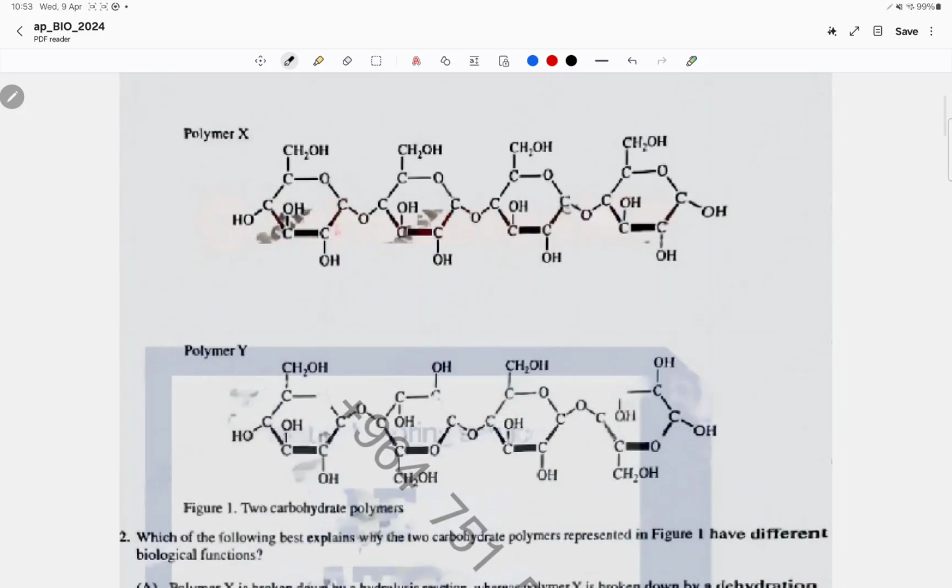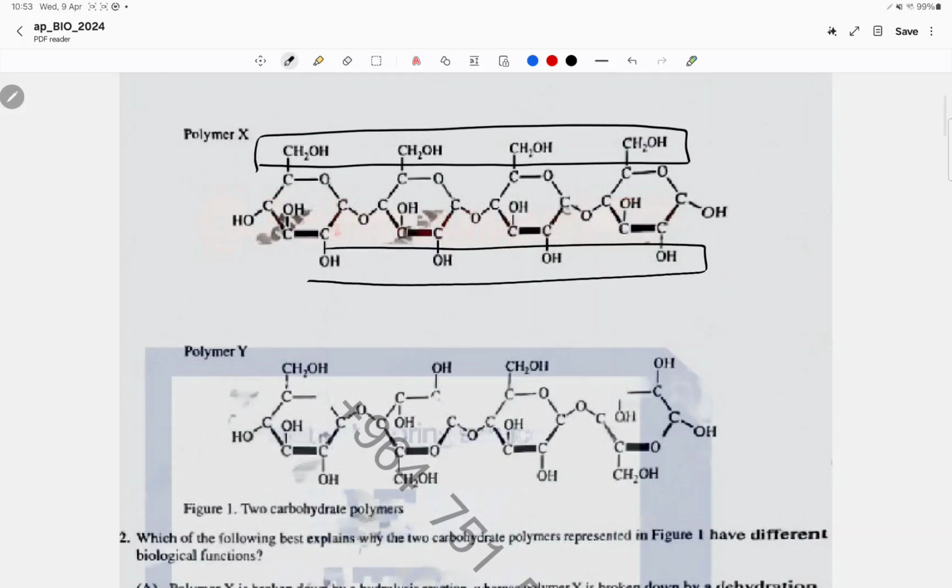Okay, question 2. Here we have two polymers. Polymer means multiple monomers that have been put together. And we can see how they are both made of the same subunit, which is probably glucose. But in polymer X, all the CH2OH are on top and all the OHs are on the bottom. But in polymer Y, you switch. So one time CH2OH is on the top, one time OH is on top. One time CH2OH is on top, one time OH is on top. So they keep switching. So this is called different orientation.